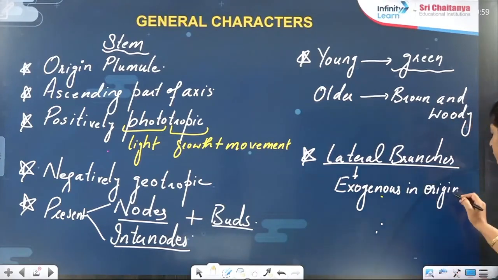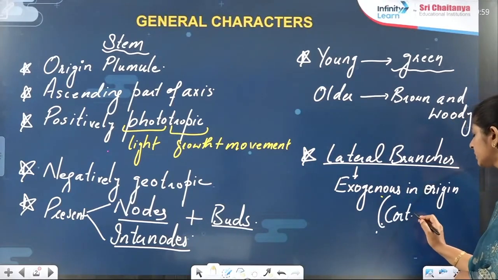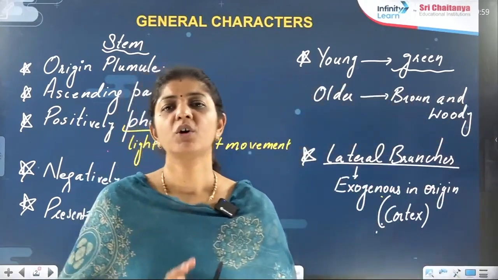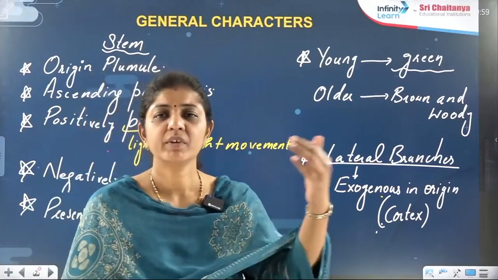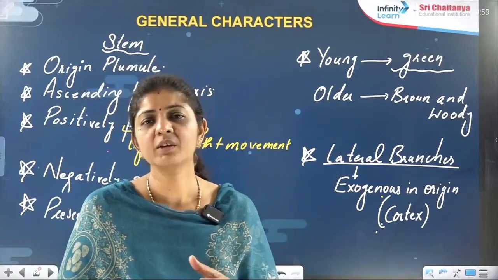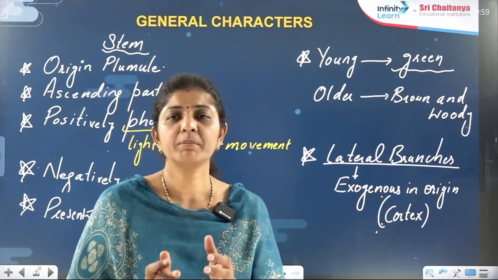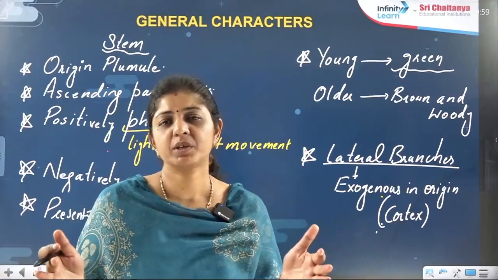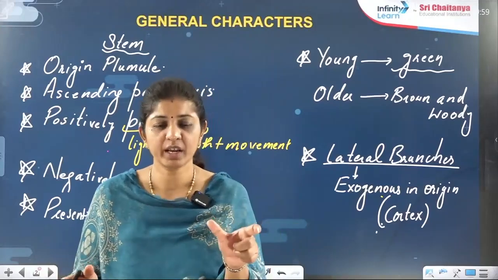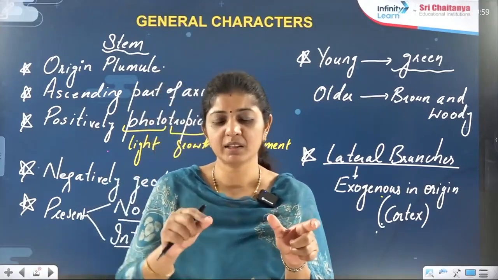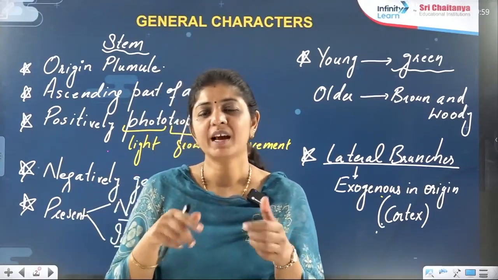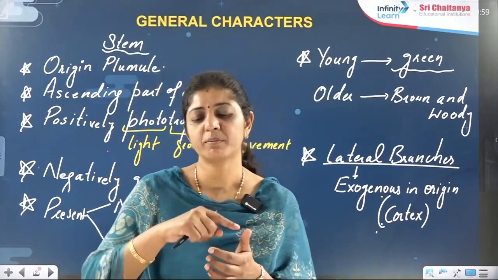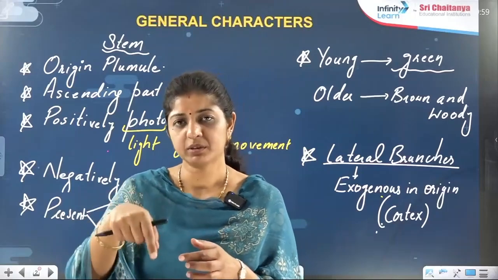Right, it means it is formed from the cortex. If you cut the transverse section of a stem or of a root, you will find the various layers of the cell. Innermost of the stele part is the pith, meaning central is the pith, outermost is the epidermis. Between the cortex and the central part, there is a pericycle. I am talking about the stele part. The stele part consists of the pericycle till the pith, right?